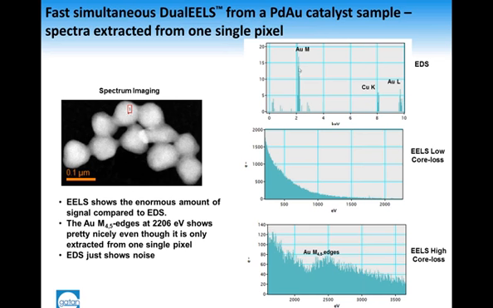You can see some gold here, the gold line, copper, and the other gold line. Again, the copper comes from the copper grid. We don't see any copper here in the EELS. But even looking at the EELS high core loss with just one single pixel, we can still see a pretty nice gold edge. It can be used for quantification.